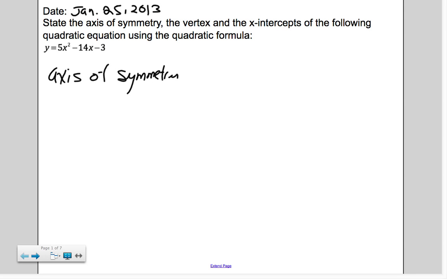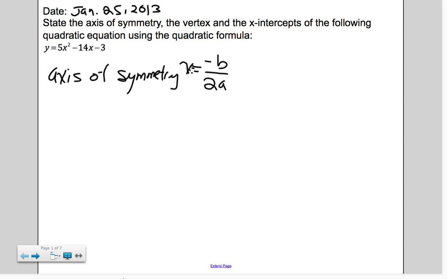I introduced it when I proved the quadratic formula. I paused and said, what do we notice? We had x minus something only squared during that proof. Right? Axis of symmetry you can get by x is equal to minus b over 2a.